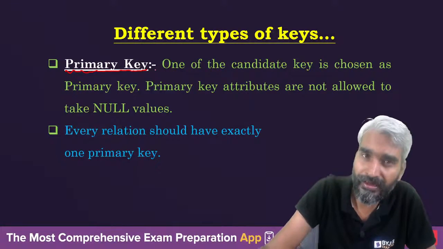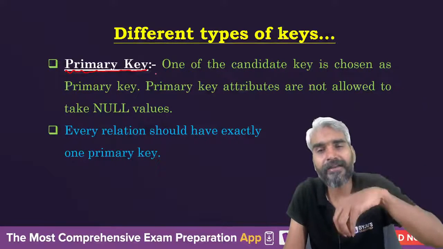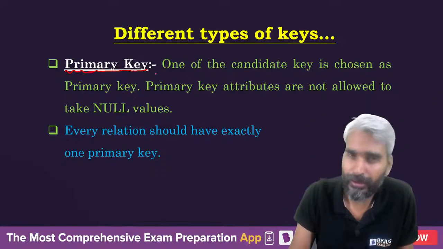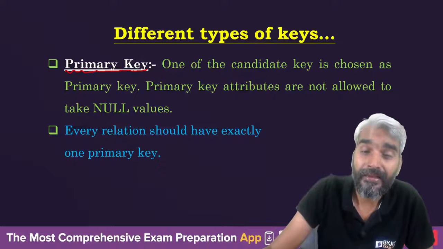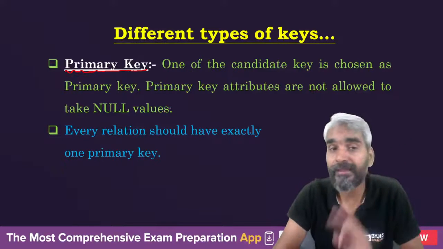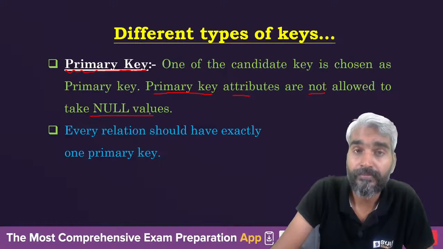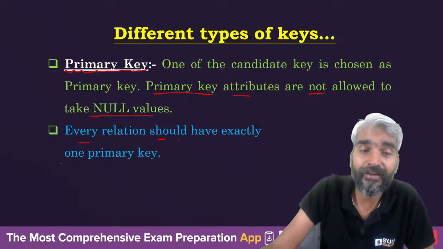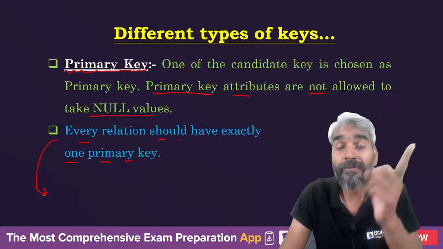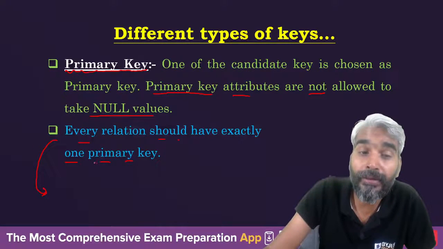There may be more than one candidate key, so you will choose one out of many candidate keys and you will define it as the primary key. Fine. So that's okay. But the idea is primary key is in candidate key. Candidate key attributes are allowed to take null values, but primary key attributes are not allowed to take null values. Now, when we say every relation should have exactly one primary key, it means there should be at least one candidate key whose attributes are not allowed to take null values. Otherwise, you will not be able to define the primary key.